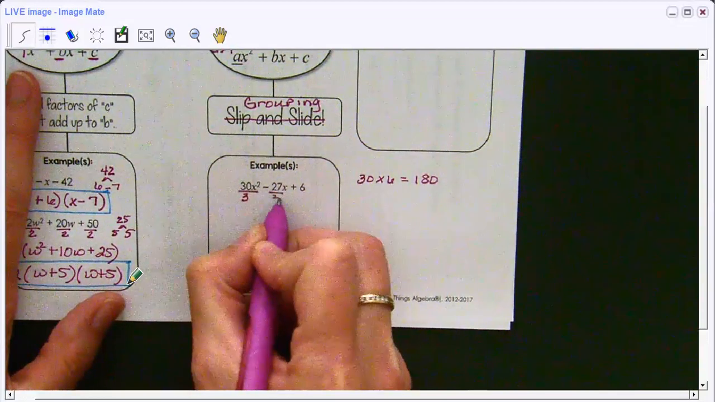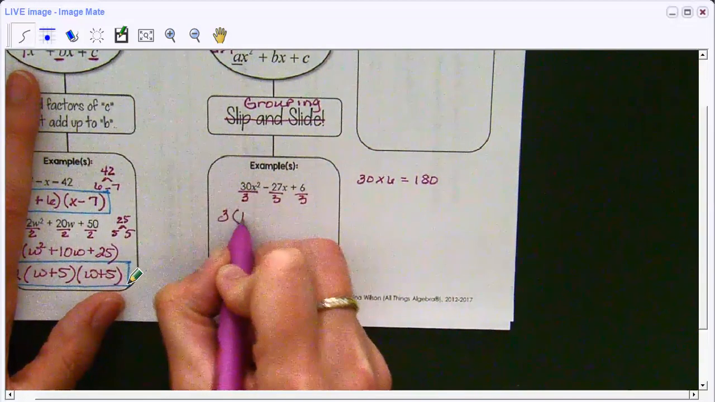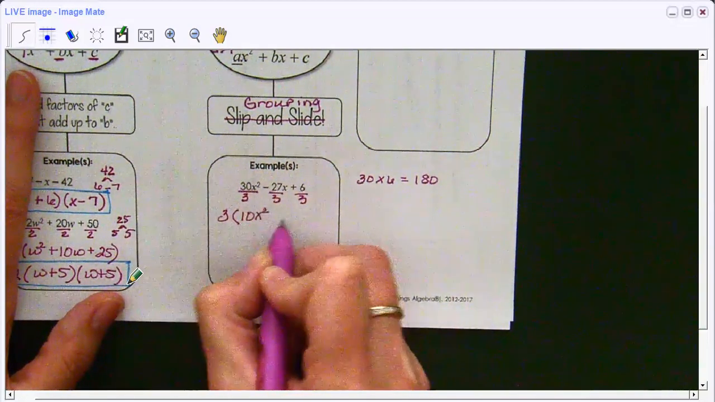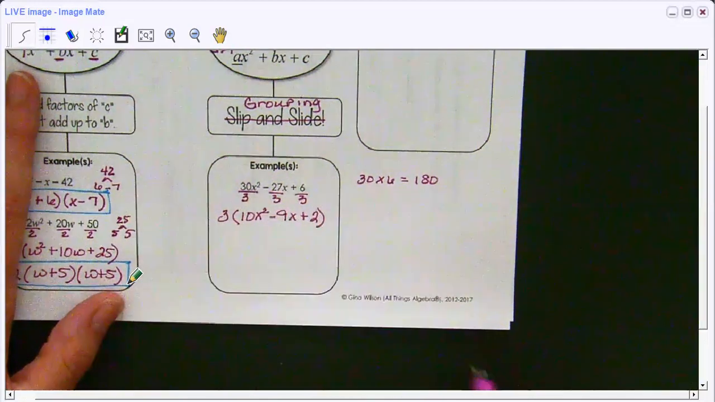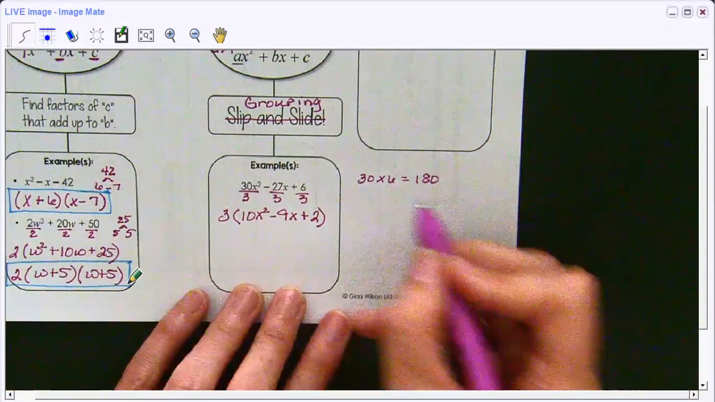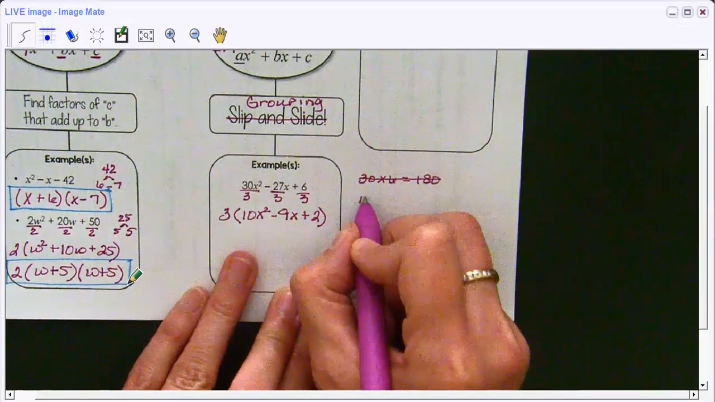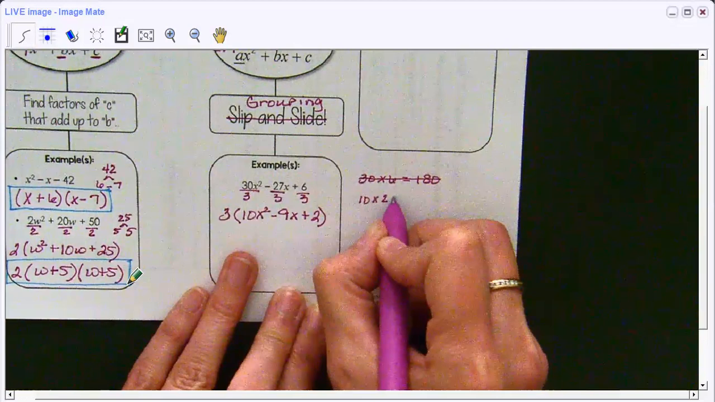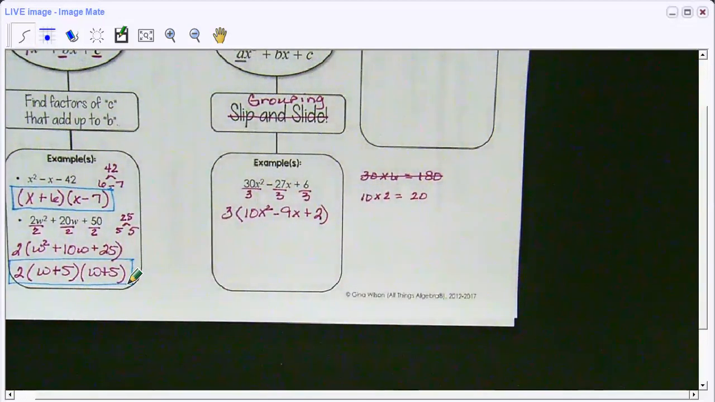Divide by the GCF of 3 first. I forgot to look at that. So we have 10x squared minus 9x plus 2. So instead, we take 10 times 2, which is 20, factors of 20 that equal a negative 9.